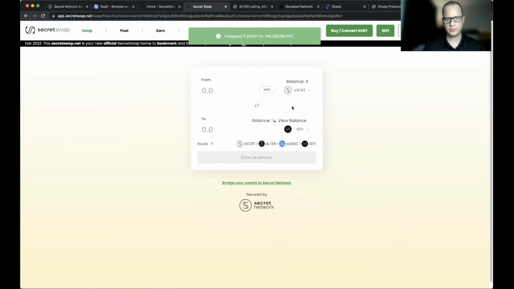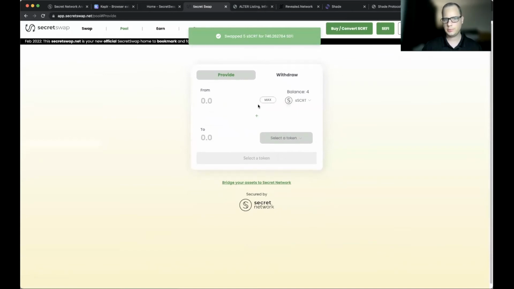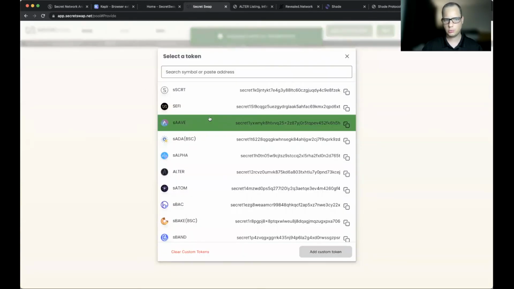Okay, that went through. And so now what we can do is one of two things. The first thing we're going to do is also single-side stake the CeFi token in the infinity pool, but we're also going to throw some into the liquidity pool with Secret and CeFi. So we'll go over here to the pools.